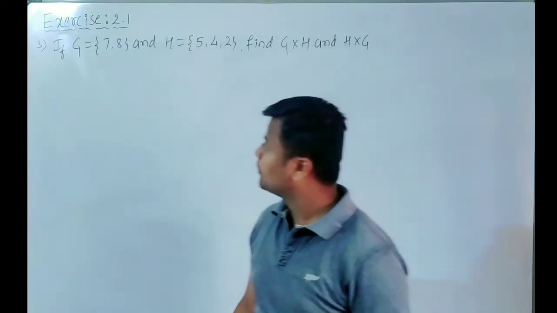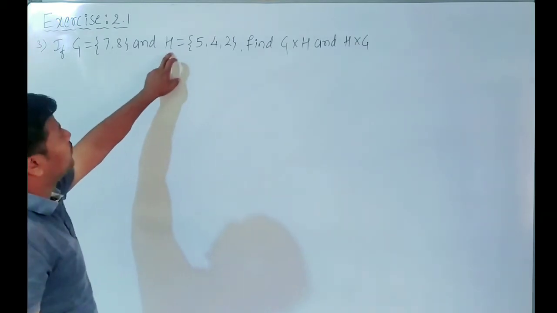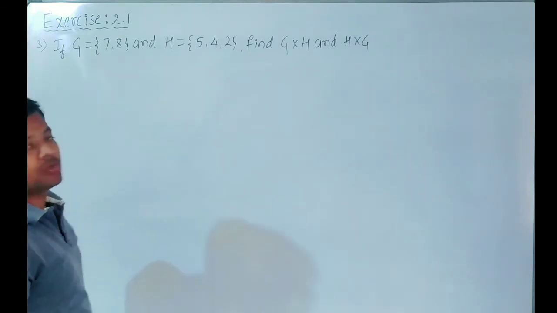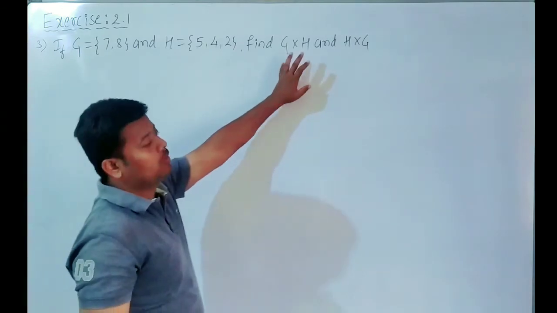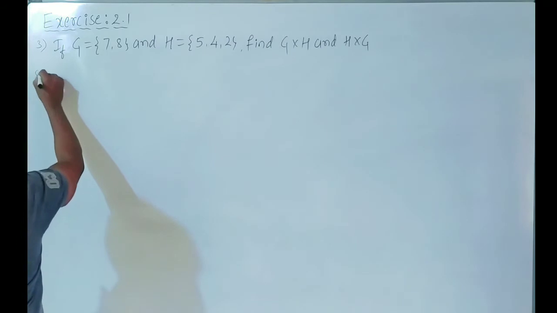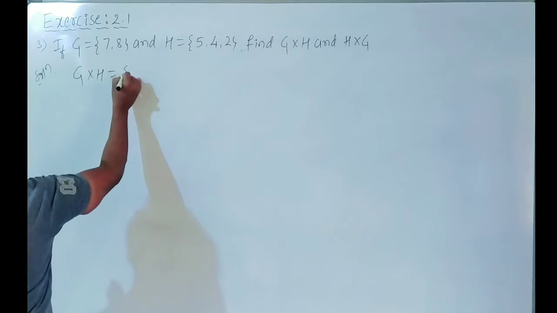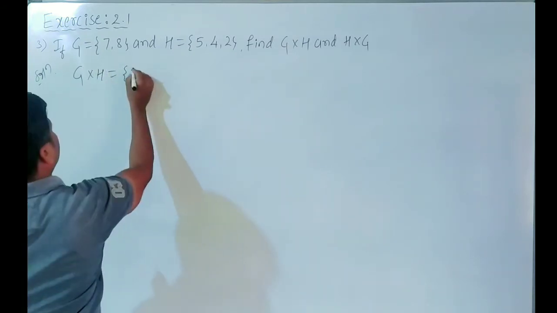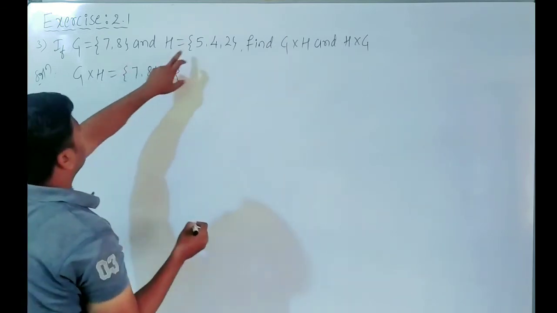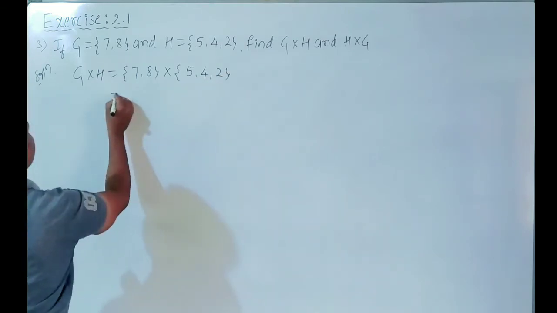Next, third question. If set G equals 7, 8 and set H equals 5, 4, 2, find G cross H and H cross G, meaning the Cartesian product of G and H, and H and G. Okay, fine. Solution. First one, G cross H: the first set is G, write set G, 7, 8, Cartesian product, H, 5, 4, 2.